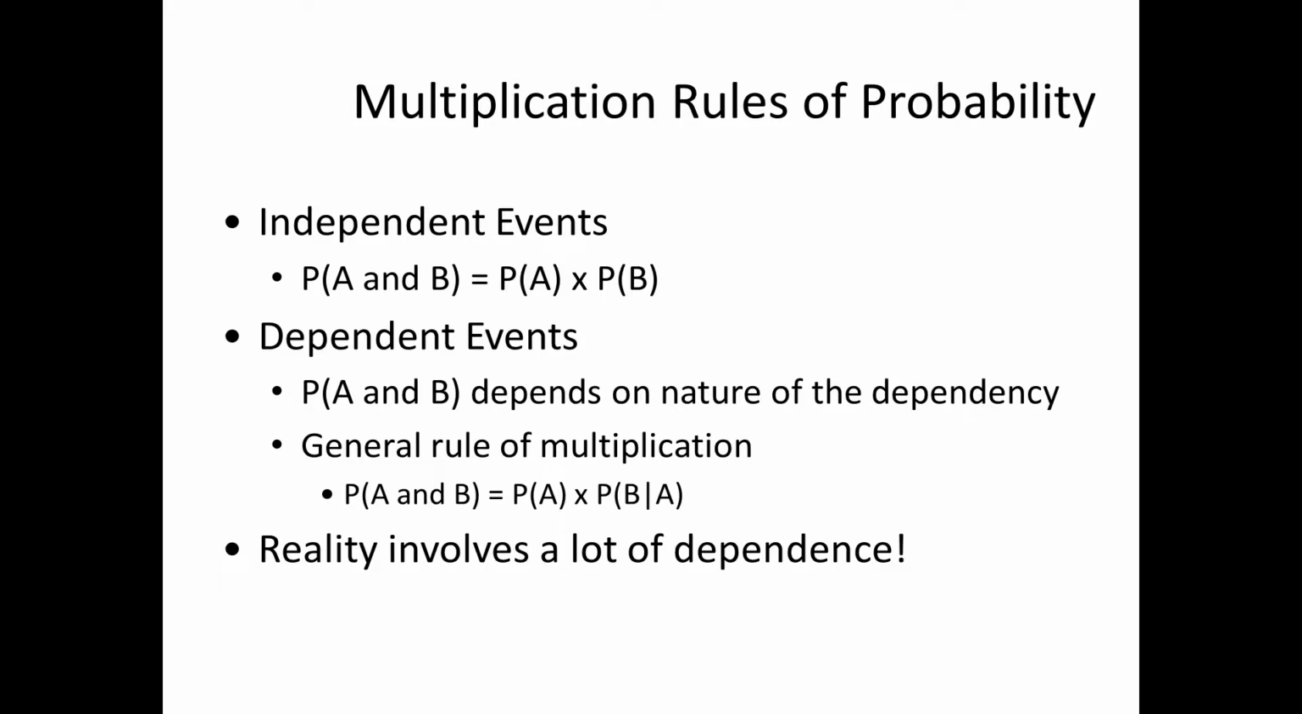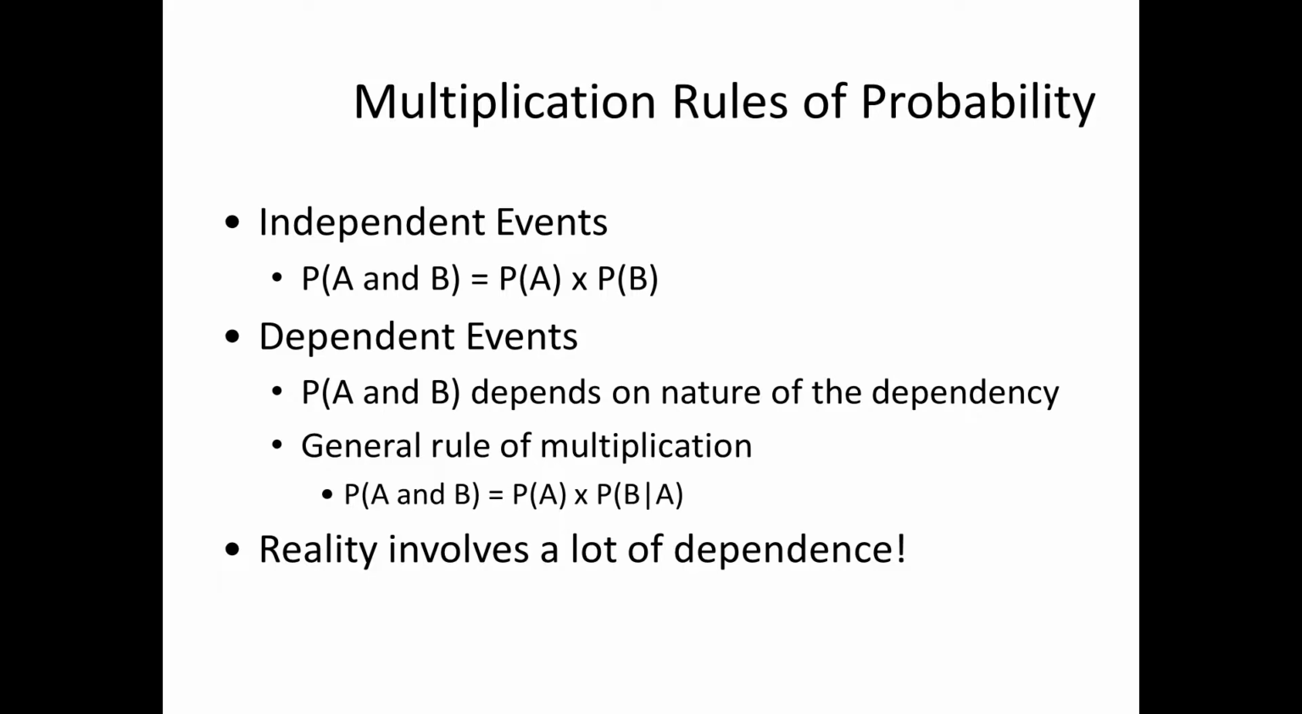It turns out that, at least for arithmetic purposes, there is a general rule of multiplication. And it says the probability of A and B, or that joint probability, is the probability of A times the probability of B, given that A has occurred. Now, that given bit that I just mentioned, that's a conditional probability, and we haven't considered that yet. So hold on for a few moments.